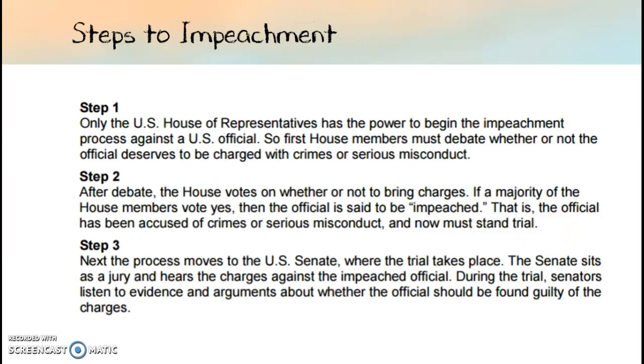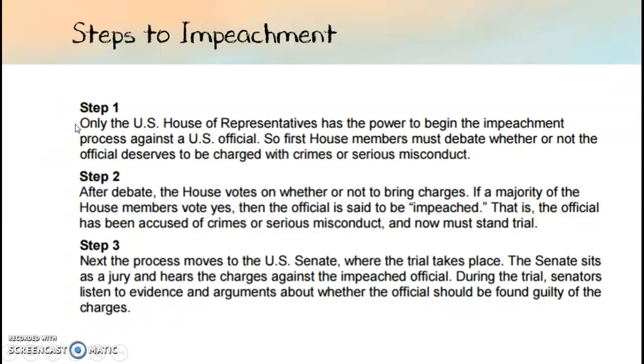So when Congress decided that they had caught President Nixon involved in this Watergate scandal, and they decided to begin the impeachment process, there are several steps that must be taken before a member of the government can be impeached or fired from their job. So we're going to go through those steps here. I'm just going to read them, and you can follow along as I read. Step number 1.